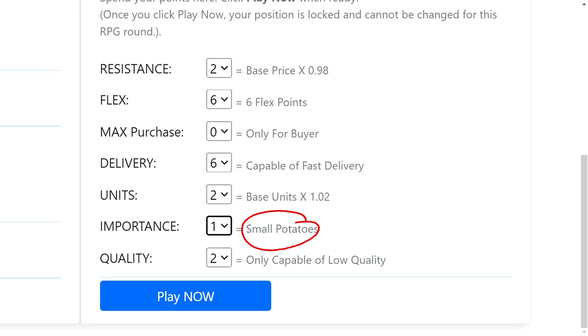If we choose six, vital importance. And what does this do when you play the game, when you play the RPG? Well, the main thing that importance does is it increases your score very quickly if you're doing well. But if you're doing poorly, it decreases your score very quickly. So you need to watch out and think, do I want this negotiation to be important or not?